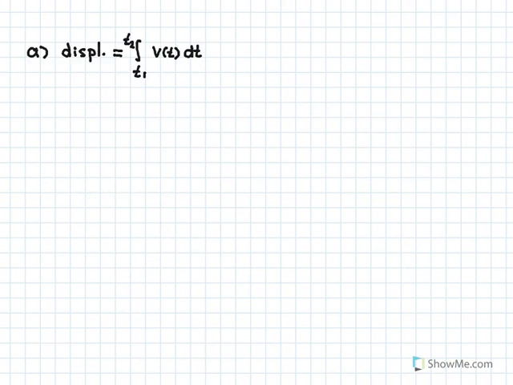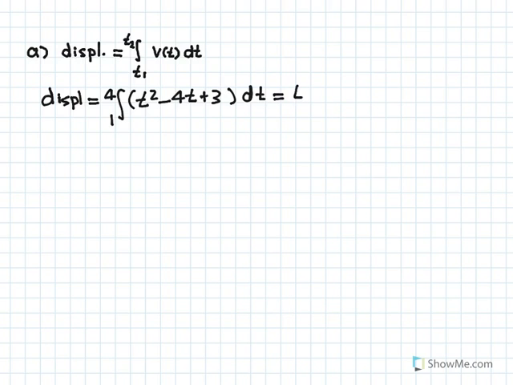All right, let's look at part A. So the displacement is integral from t1 to t2 v of t dt. Displacement is equal to integral from 1 to 4 t squared minus 4t plus 3 dt. Let's integrate term by term. Integral of t squared is t cubed over 3. Integral of 4t, that's going to be 4t squared divided by 2, reversing the power rule here. And antiderivative of 3 will be 3t, evaluated from 1 to 4.